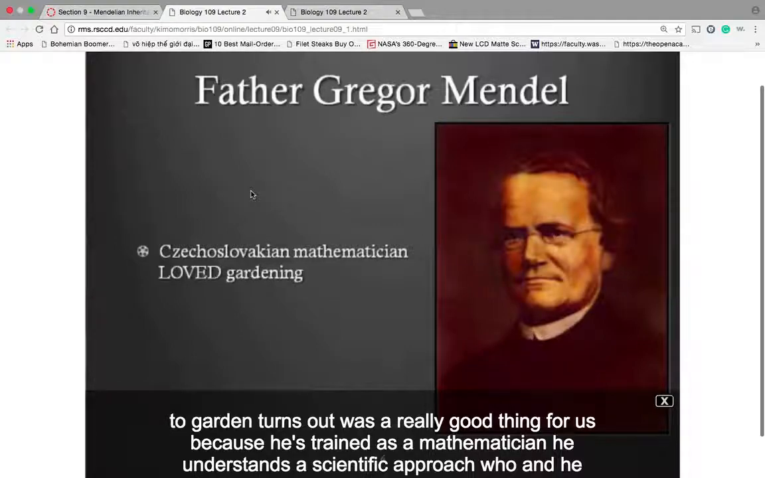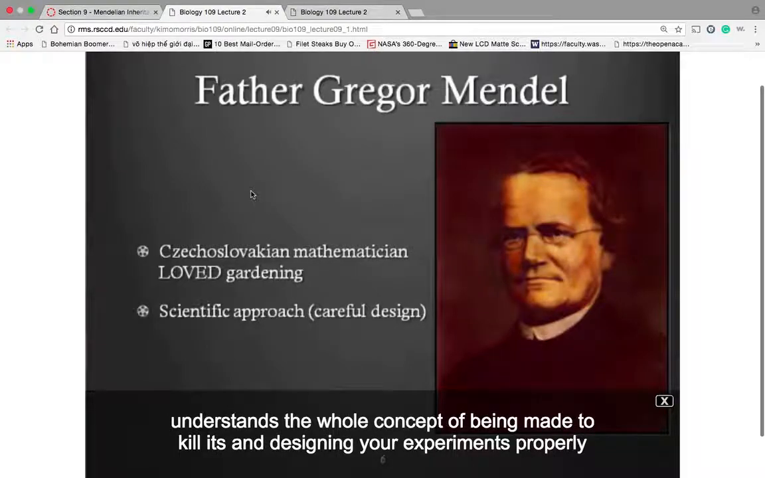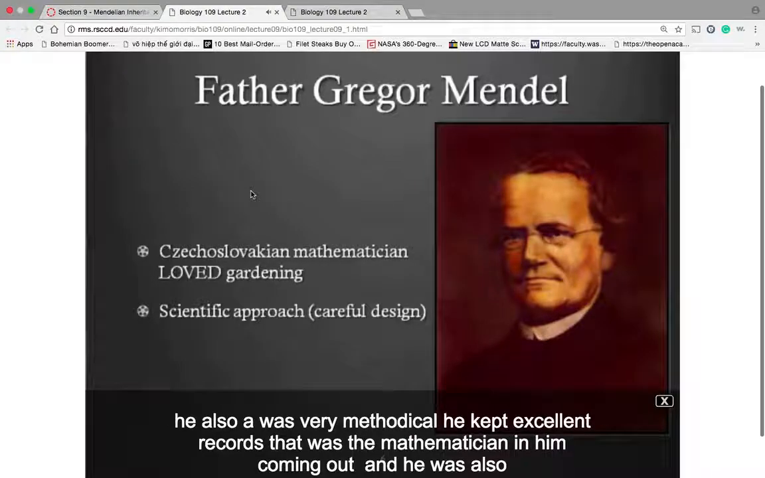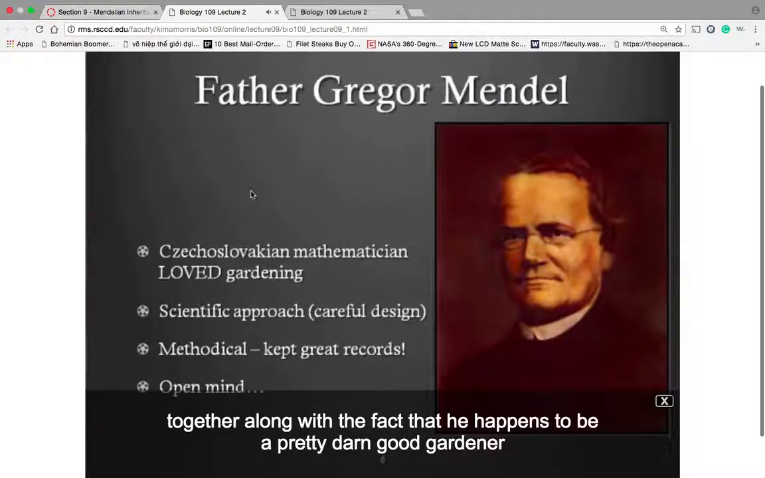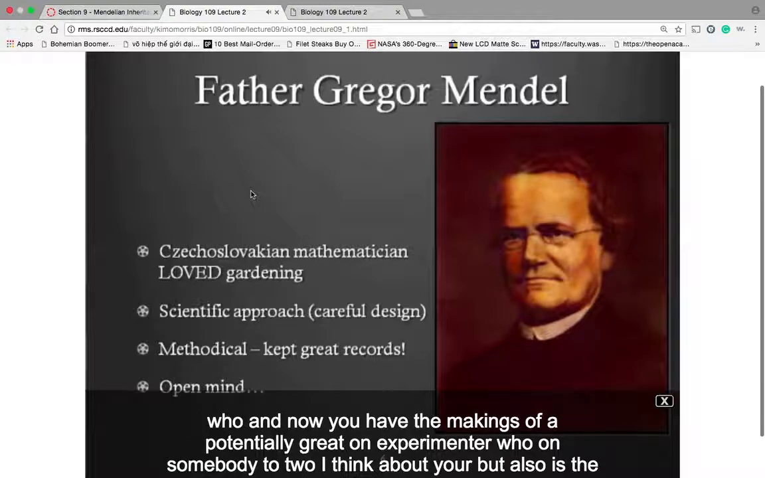Now the fact that he was a mathematician who loved to garden turns out was a really good thing for us. Because he's trained as a mathematician, he understands a scientific approach, and he understands the whole concept of being meticulous and designing your experiments properly. He also was very methodical. He kept excellent records. That was the mathematician in him coming out. And he was also somewhat open-minded, which was also kind of a virtue here. So you get all of these traits together, along with the fact that he happens to be a pretty darn good gardener, and now you have the makings of a potentially great experimenter.